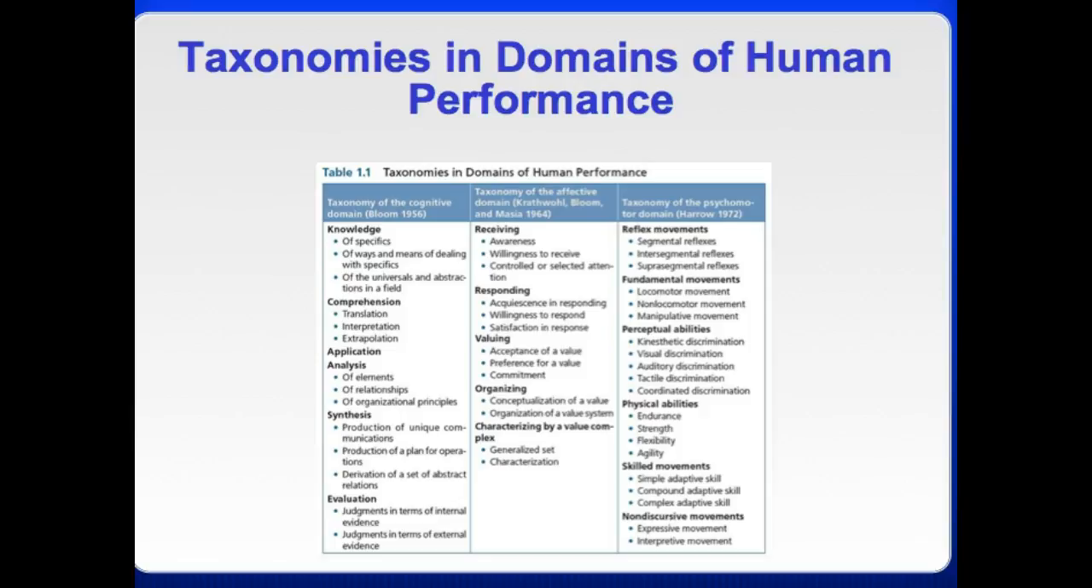Taxonomies and domain of human performance. You can see in this chart you have the taxonomy of cognitive domain by Bloom in 1956. Then you have the taxonomy of the affective domain, which was a combination of three researchers, and then the taxonomy of the psychomotor domain. So we use a lot of Bloom's taxonomies today in education. We want to make sure that you have knowledge, comprehension, you can apply it. There's analysis, synthesis, and evaluation.